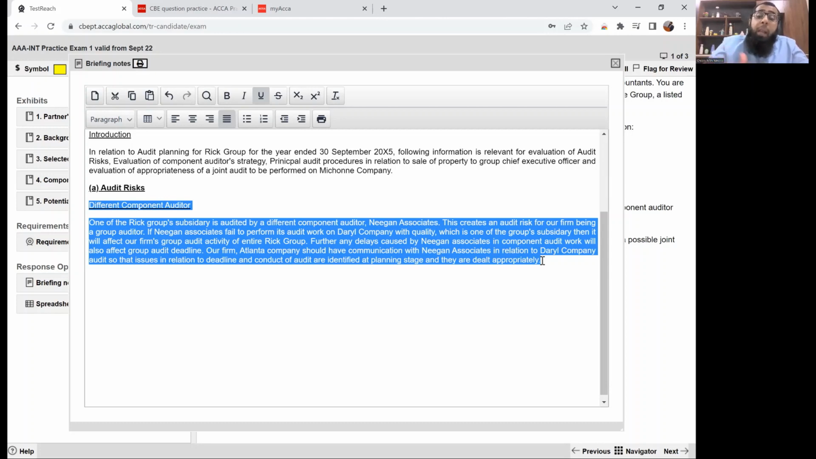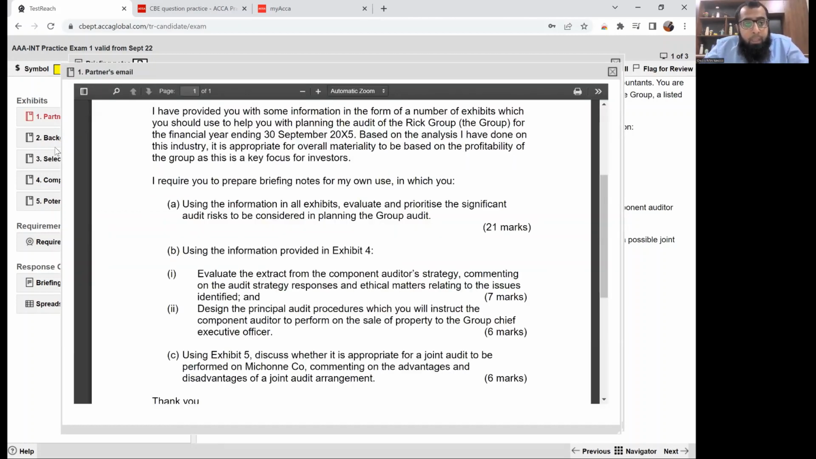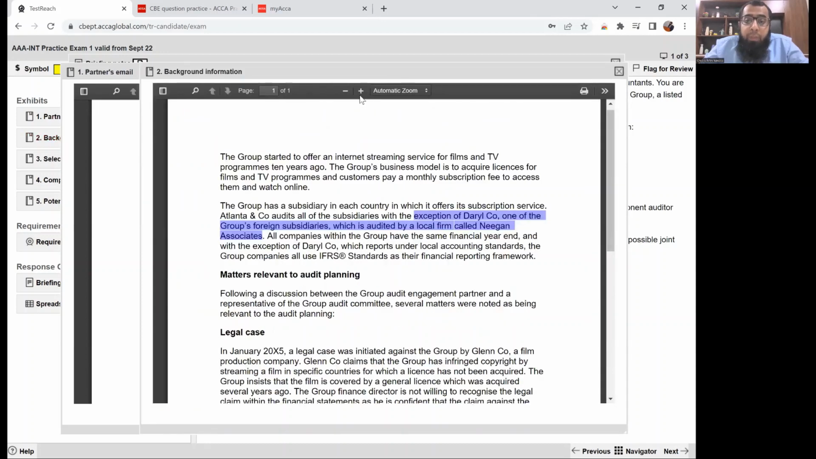Like for example, if the examiner considers that this risk is of 2 marks, not of 3 marks, so he'll give us 2 marks for this point. So if we write 8 or 9 points instead of 7, we can cover our marks. Okay, things will get more clear as we develop the answer further. So we were here on the background information.